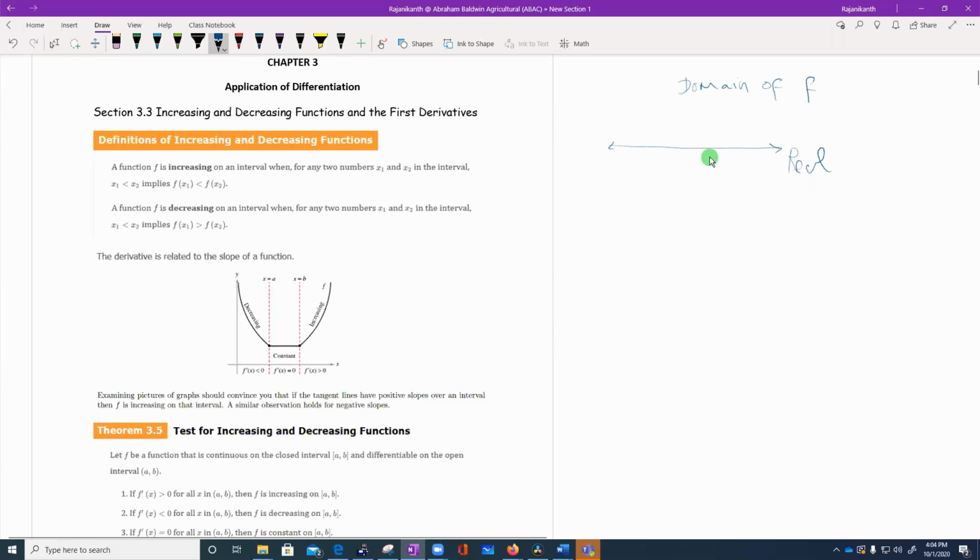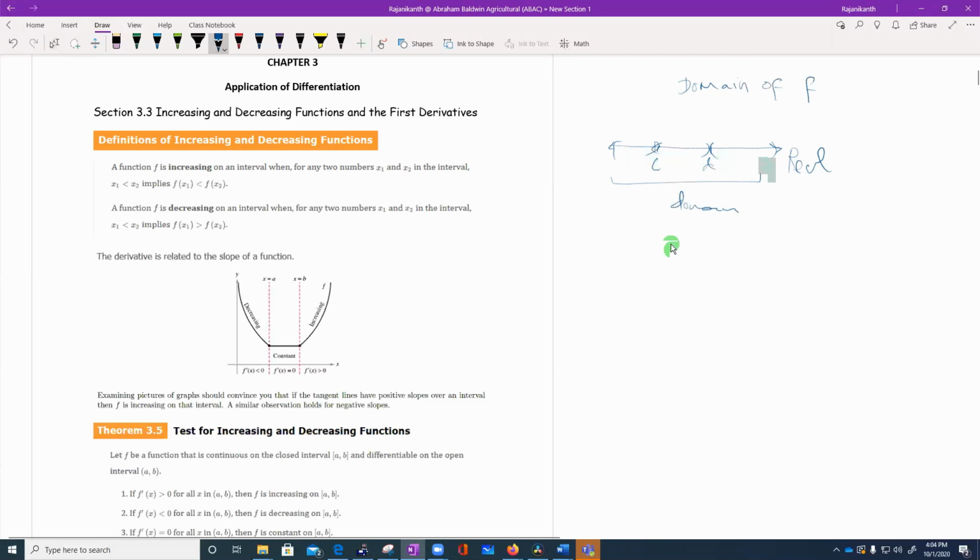After that, we find the critical points, right? For instance, say you have critical points C and D. These divide the entire domain into a couple of subintervals. So suppose C and D are critical points, you will chop the given interval into subintervals with open intervals.